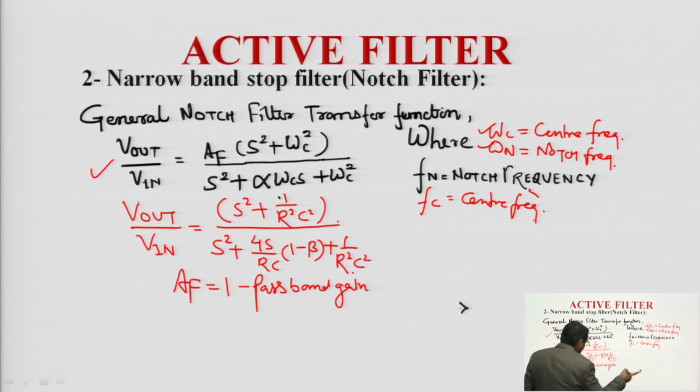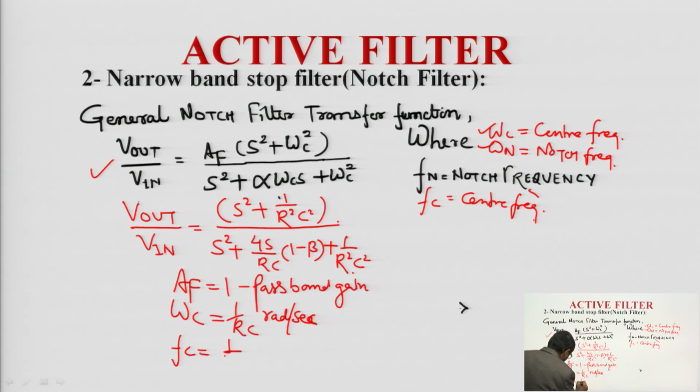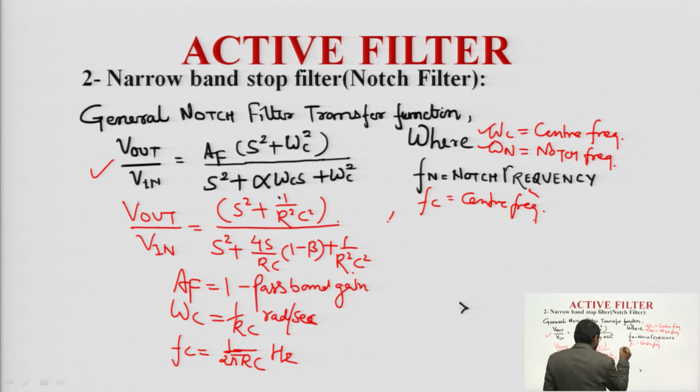Pass band gain of notch filter AF, and if you consider the omega c, that is the center frequency, 1 upon RC in radian per second. FC equals 1 upon 2 pi RC in hertz. Okay. And next, if you compare the alpha, then we get alpha equal to 4 (1 minus beta). Alpha is the damping coefficient.